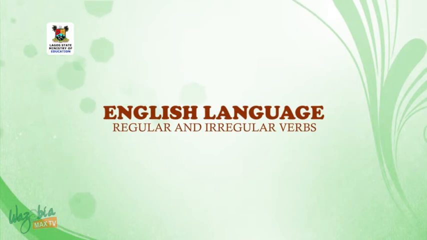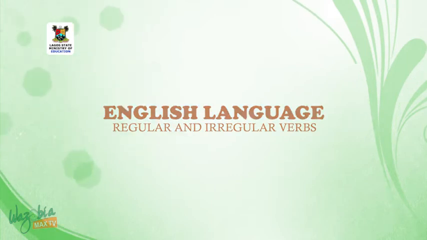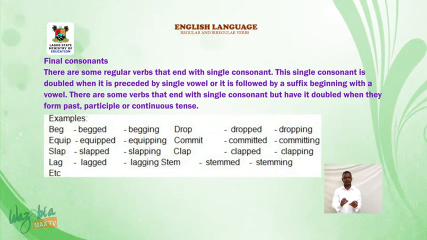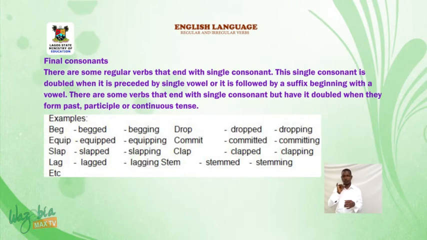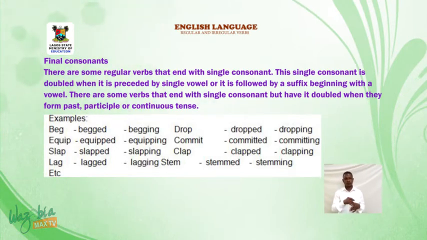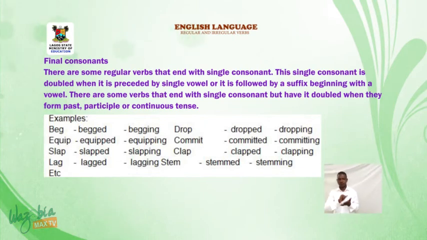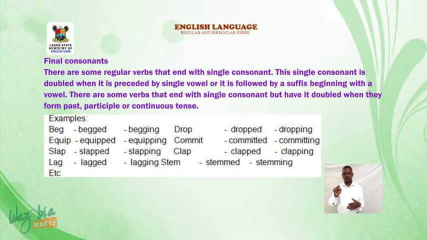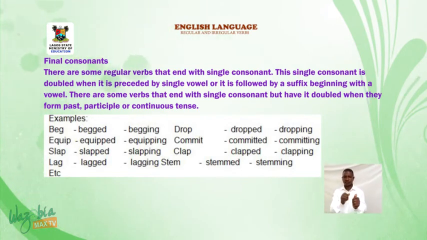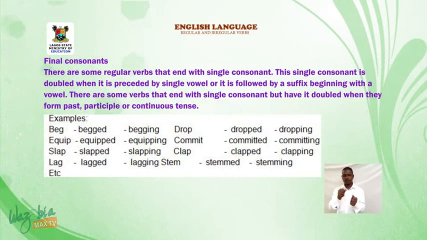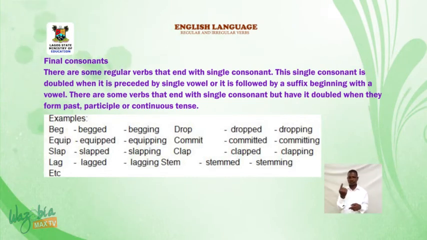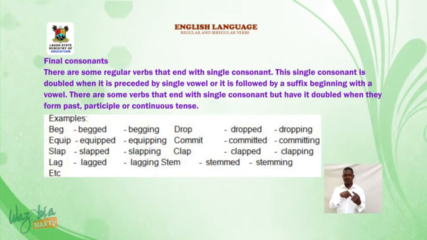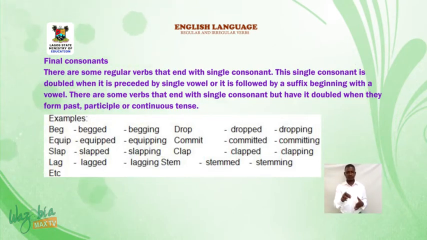Welcome back to the final segment of this class. Final consonants. There are some regular verbs that end with single consonant. This single consonant is doubled when it is preceded by single vowel or it is followed by a suffix beginning with a vowel. There are some verbs that end with single consonant but have it doubled when they form past, participle, or continuous tense.